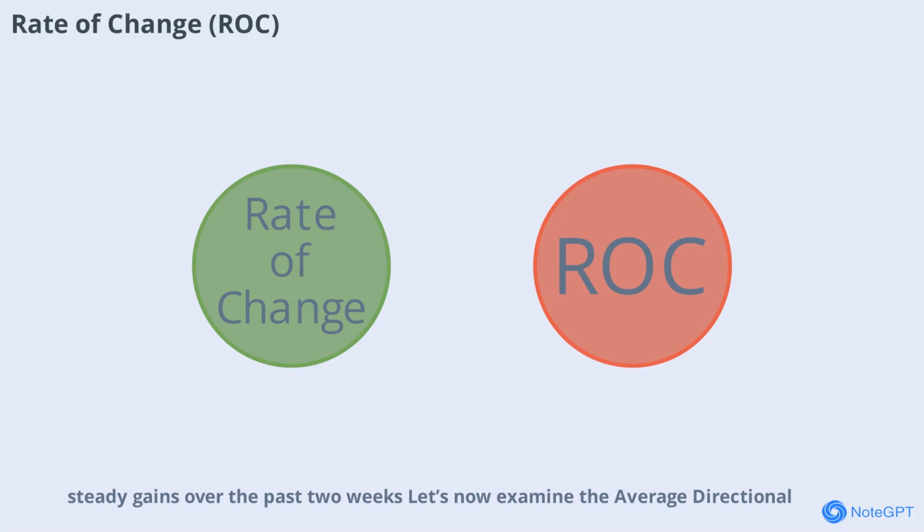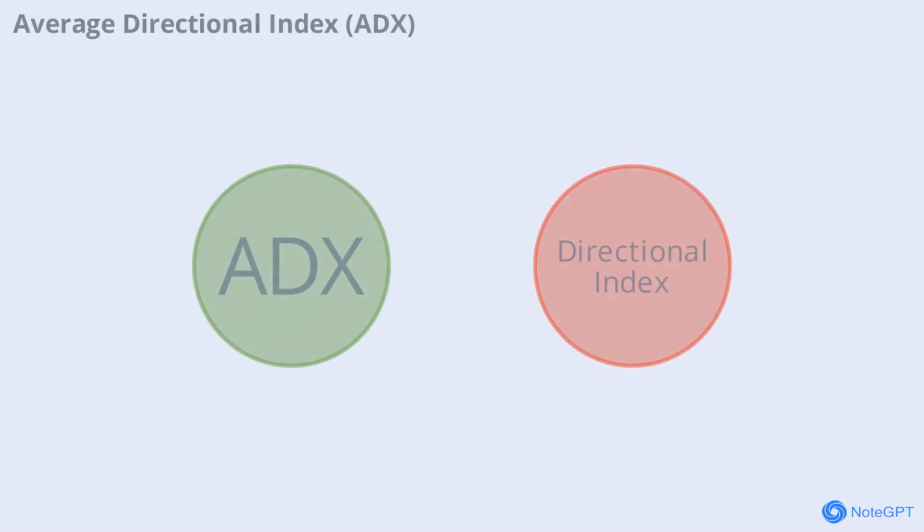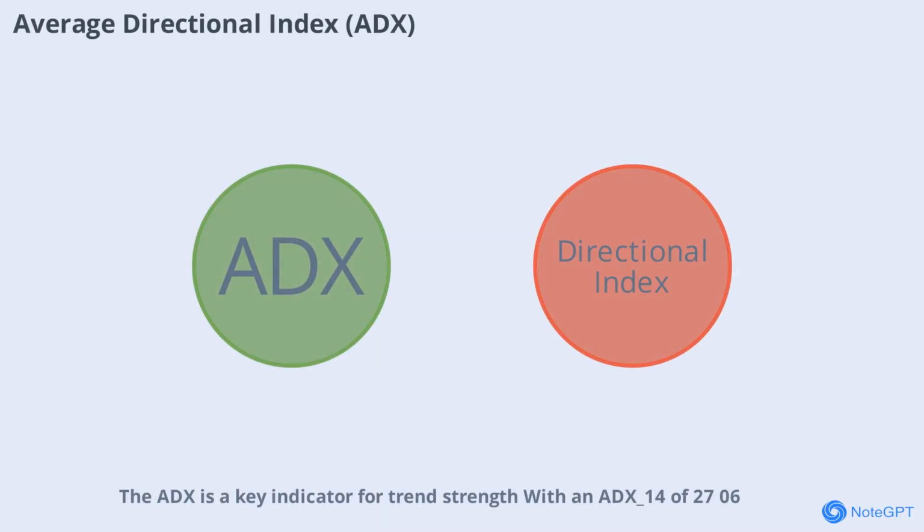Let's now examine the average directional index, ADX, for additional trend confirmation. ADX is a key indicator for trend strength. With an ADX14 of 27.06, CSCO is showing a moderately strong trend. The plus DI14 is 23.74 and the minus DI14 is 15.88, indicating that the positive trend is stronger than the negative. This supports the bullish case, but the ADX is not high enough to suggest an extremely strong trend, so some caution is warranted.